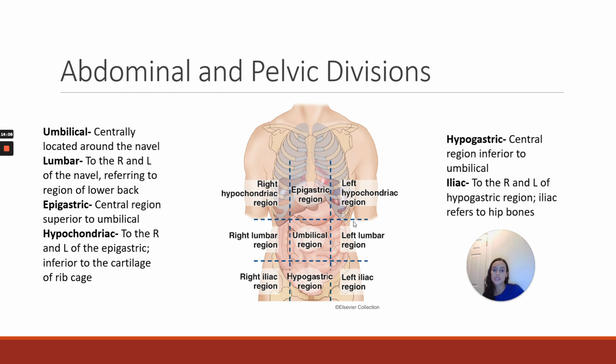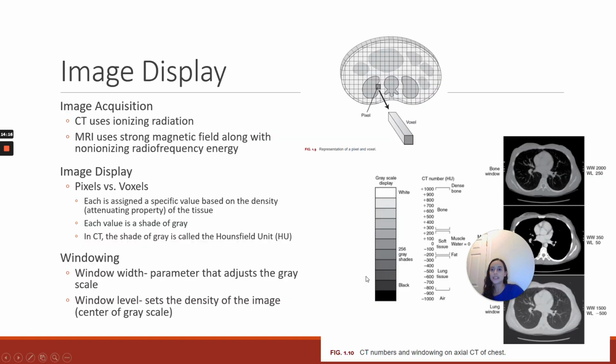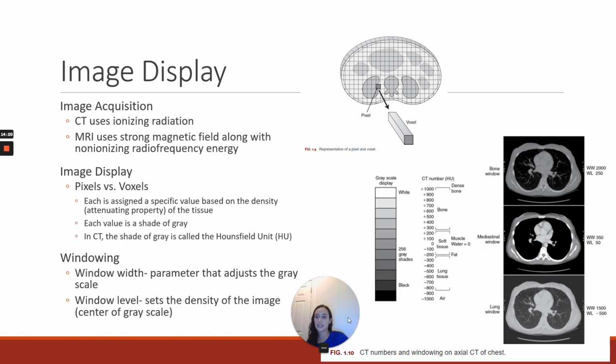Please take the time to review this image and to understand what each one of these terms is referring to. It is important that you know what organs can be found in each region. And finally, we're going to talk a little bit about image display, CT acquisition, MR acquisition. So when you're taking a CT scan, you acquire those images using ionizing radiation. For MRI, you actually use strong magnetic fields and non-ionizing radio frequency energy.